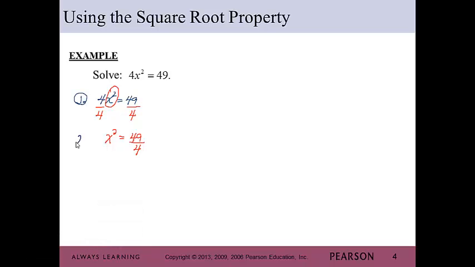And then step 2 says take the square root on both sides of the equation. So you have x equals, now when we take the square root, remember there are two answers, plus or minus. Well, the square root of 49 over 4 is going to become 7 over 2. So x is going to be equal to positive 7 over 2 as well as negative 7 over 2.